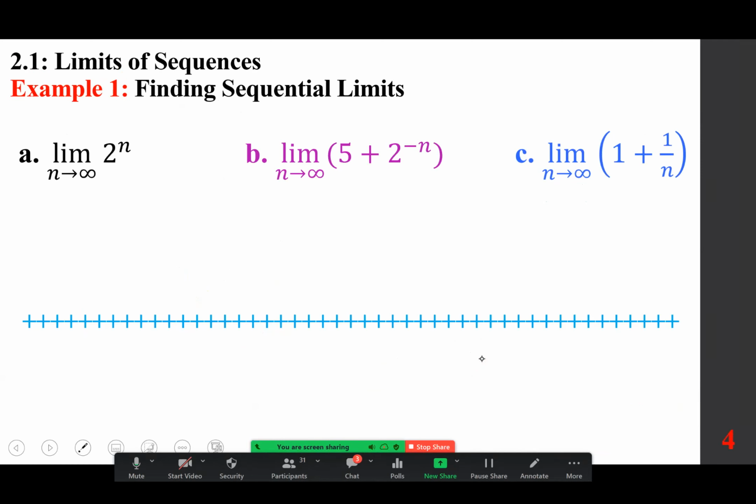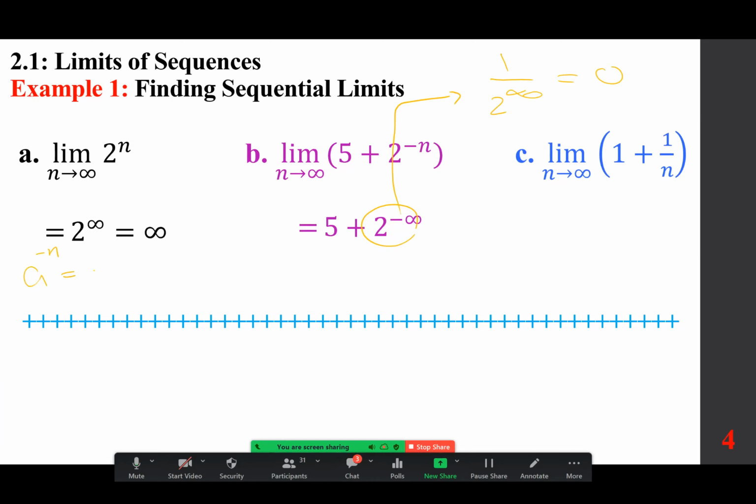We want to find the limits. We plug in 2 to the power of infinity is simply infinity. We plug in 2 to the power of negative infinity is 1 over 2 to the power of infinity, which is 1 over infinity, which is 0. We are using negative exponential rules. A to the power of minus n is 1 over a to the power of n. And 1 over b to the power of negative m is b to the power of m. And therefore, the answer is 5.